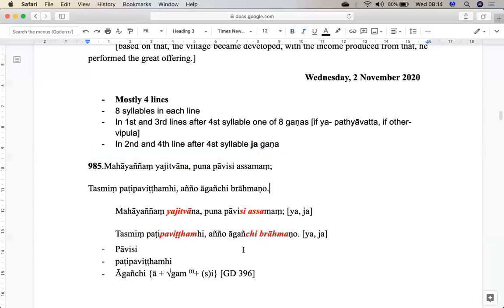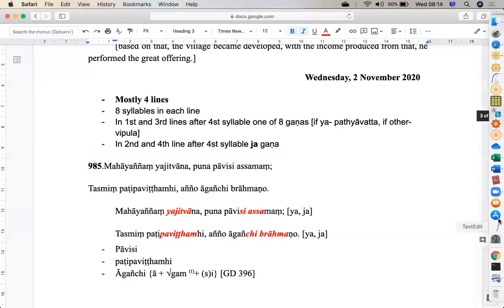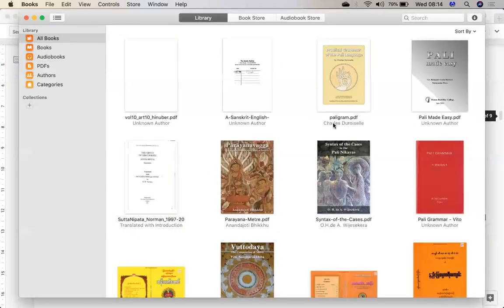In the general rules, the fourth line must surely be ja-gaṇa. That is why this ci is considered a light syllable, not heavy, even though the double consonant bra follows. In the study by Bhikkhu Ānandajoti, he also points out this same thing.